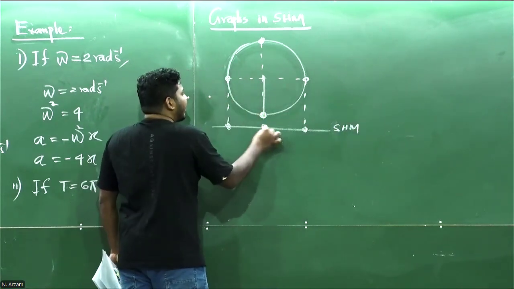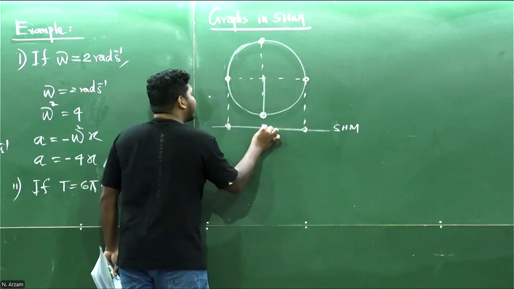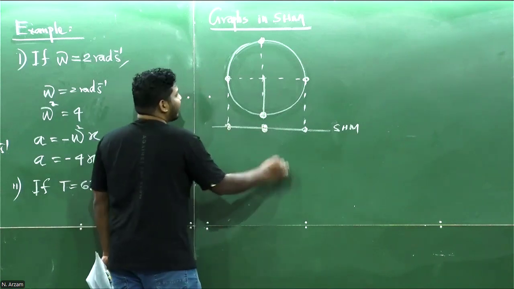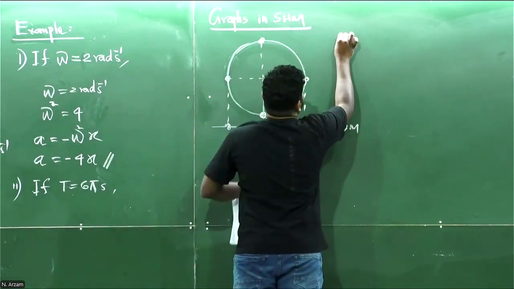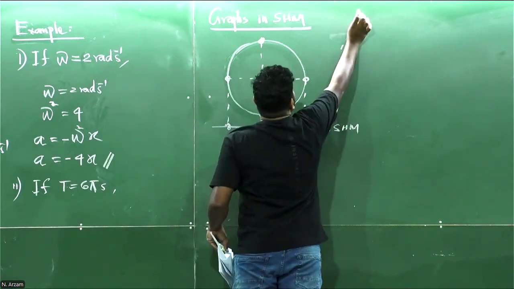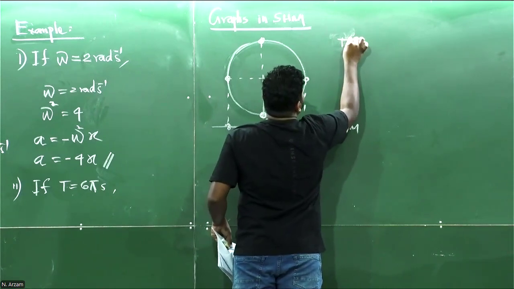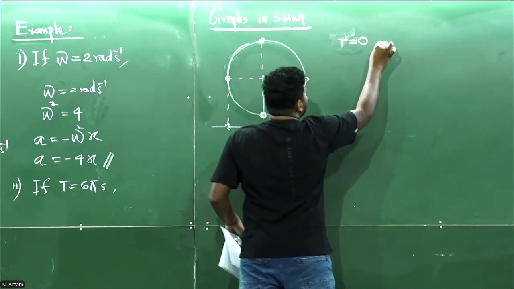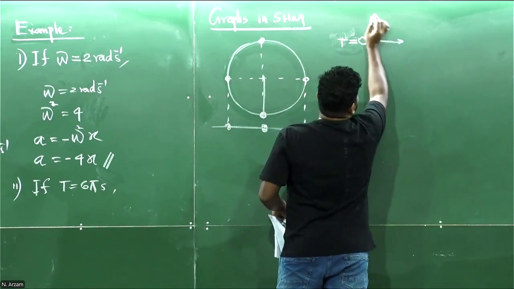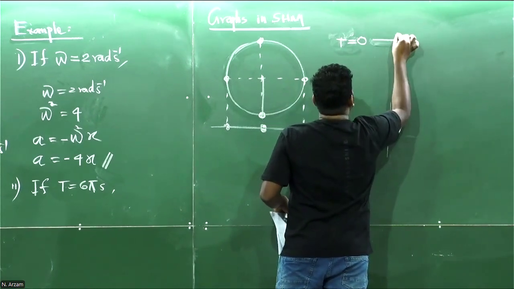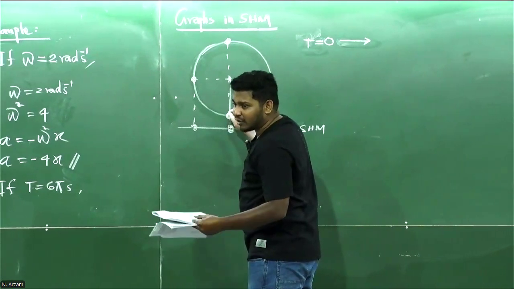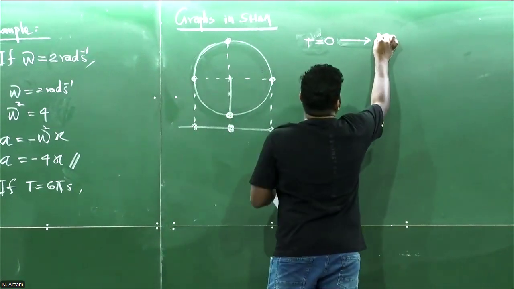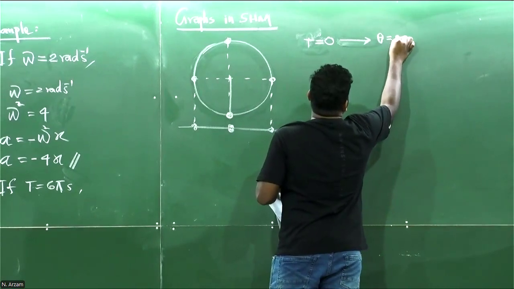For a full oscillation, it goes like this: come back to the fixed point, go to this point, come back to the fixed point. Okay, right. Can you tell me, at t equal to naught, what about the phase? The phase is also theta equal to naught here. Okay, I'm going to write theta is equal to naught.